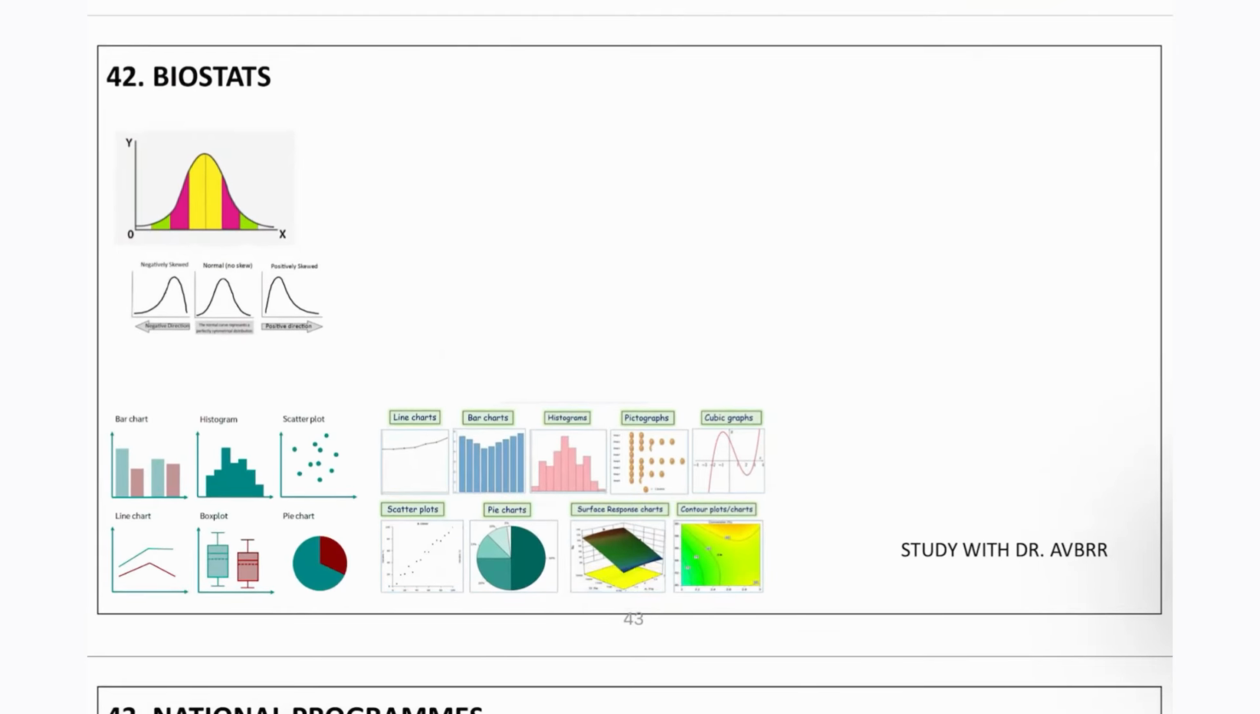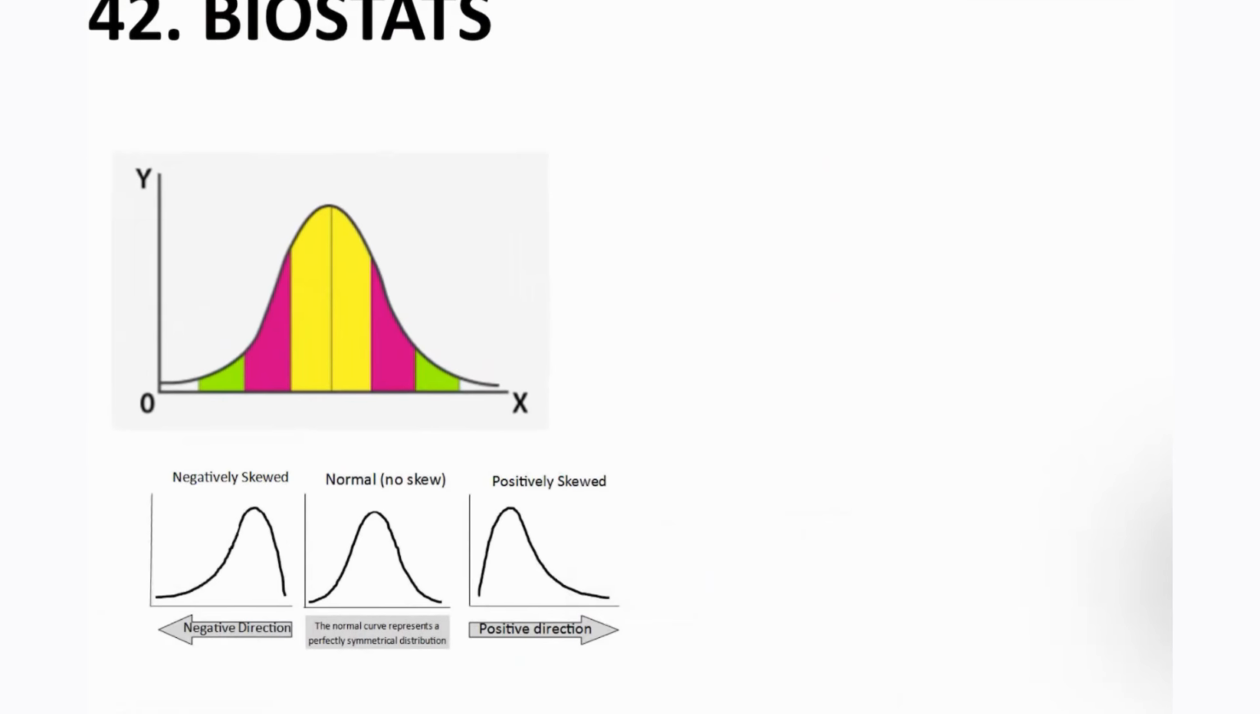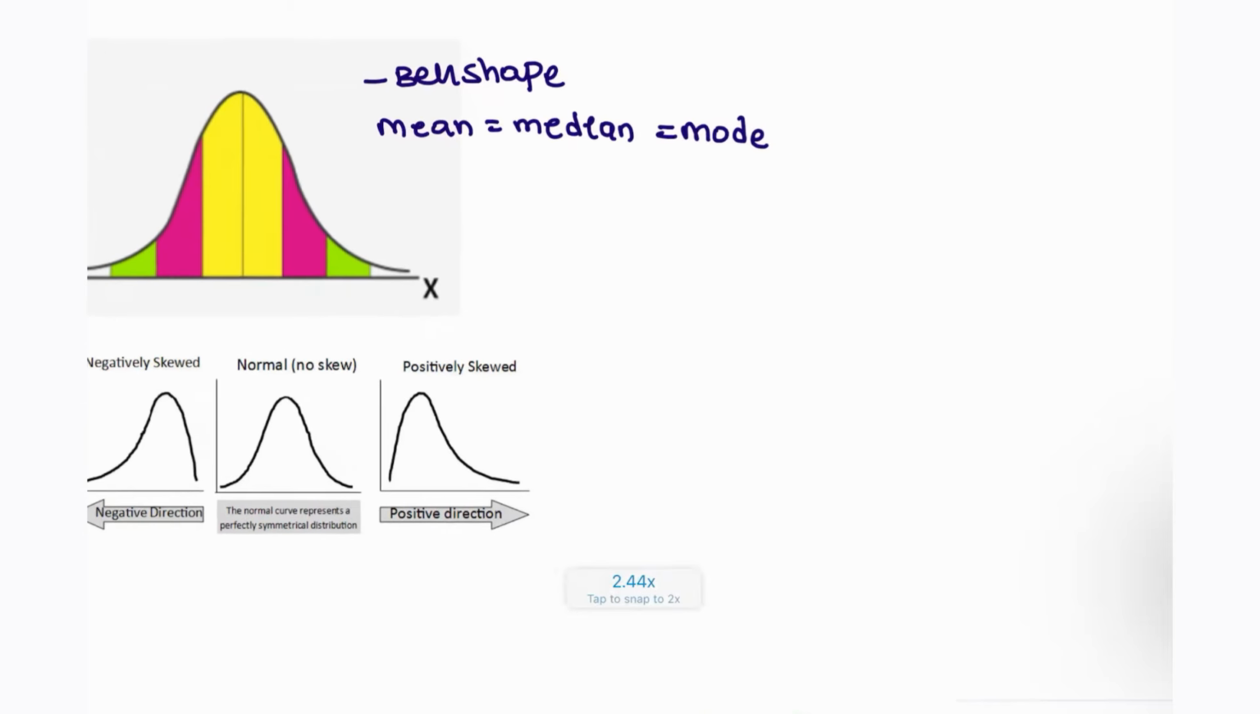Next, moving on to biostats. Here you can see this important picture that is known as the standard deviation curve. There are some important points that you have to take note of. The common shape of this is the bell shape. Mean is equal to median, and median is equal to mode. This is how the normal distribution will be seen. Plus or minus 1 is 68%, plus or minus 2 is 95%, plus or minus 3 is around 99.7%.